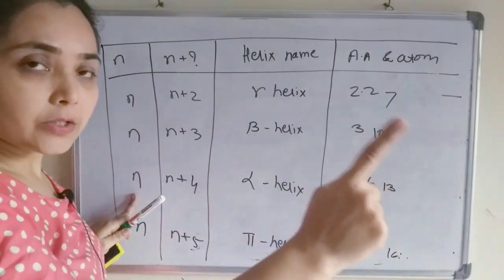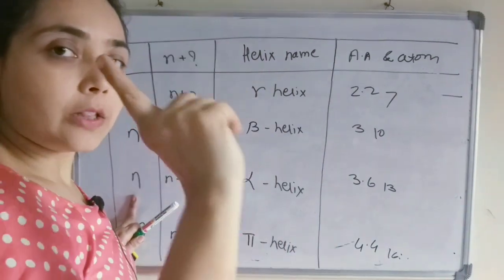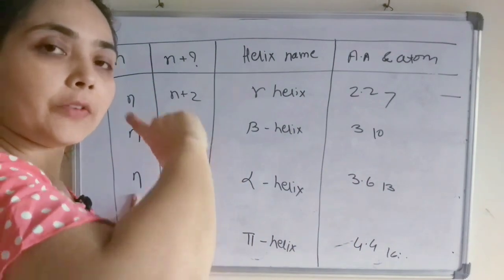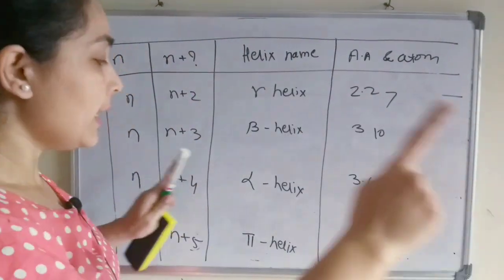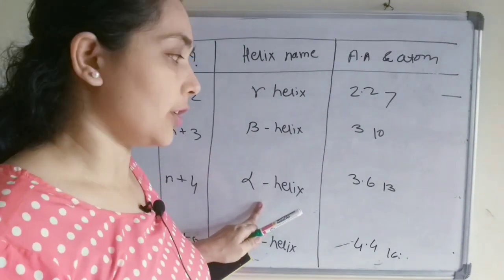N and N plus 4 means first will be N, and not with N plus 1, not with N plus 2, not with N plus 3. So the hydrogen bond will be formed between N and N plus 4, that is known as the alpha helix. It is the most common and the most important secondary structure.